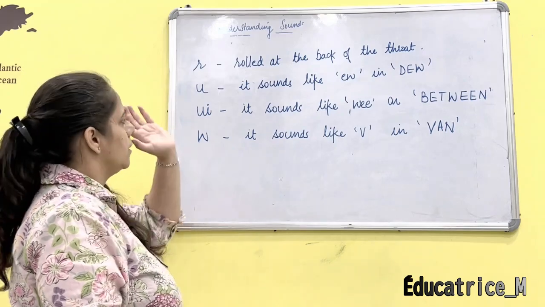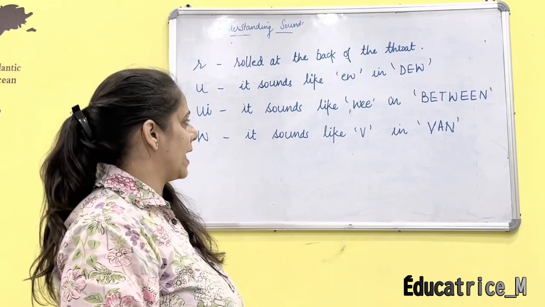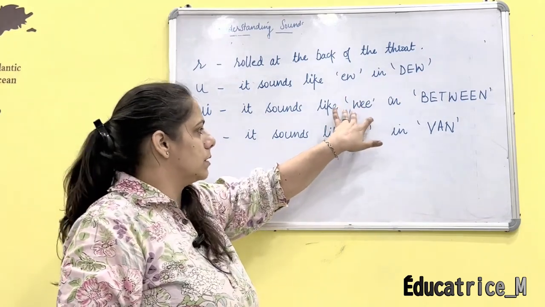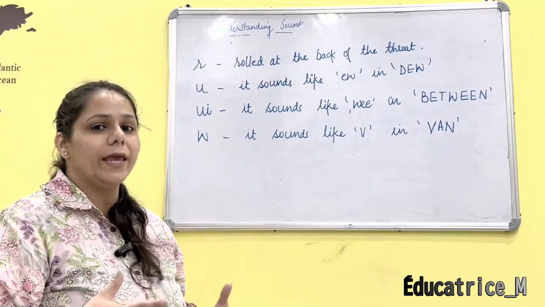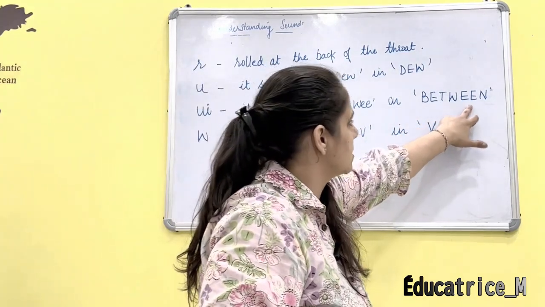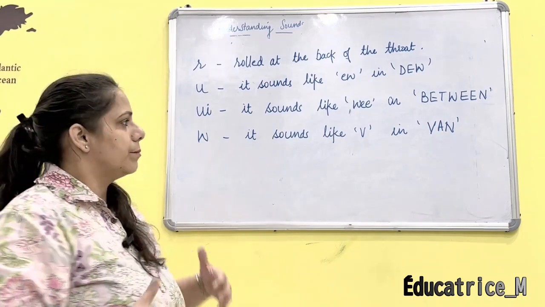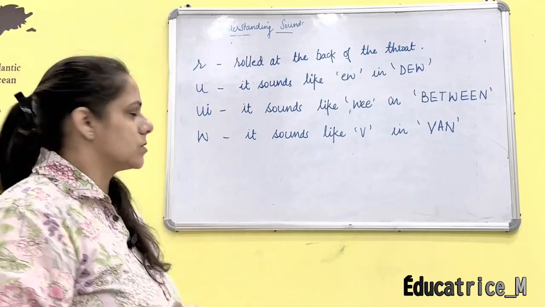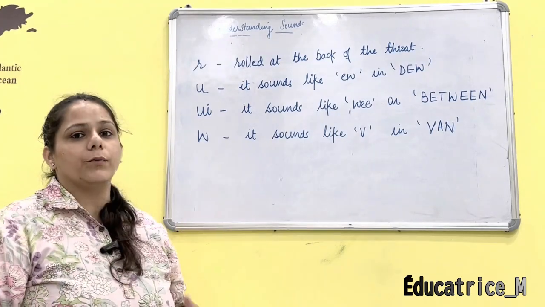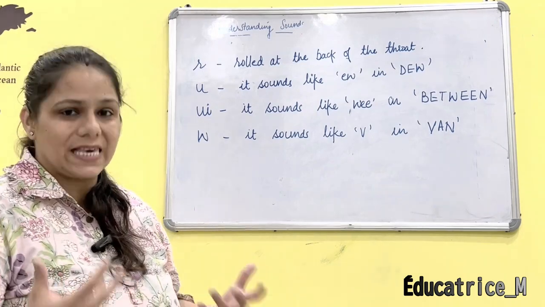Next, when U and I come together in any of the words, it sounds like the W double E in the word between. So it is we. We have to look at this pronunciation, that is we. Between, it is coming like we. We can take the example of the very simple word of friends, that is we, which means yes.